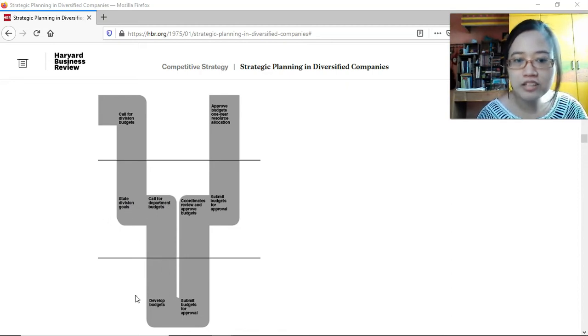So, kumbaga, inform nila din itong nasa baba, functional areas. Okay, ito yung mga na-approve natin na programs for this year. Prepare the budget. Okay? So, itong si baba, functional areas, develop your budget, submit budgets for approval. So, division manager ko-coordinate and re-review yung approved budgets from the different functional areas. Tapos kapag na-review na niya, na-check na, wala nang revision, so sasabitan niya for approval to the top.